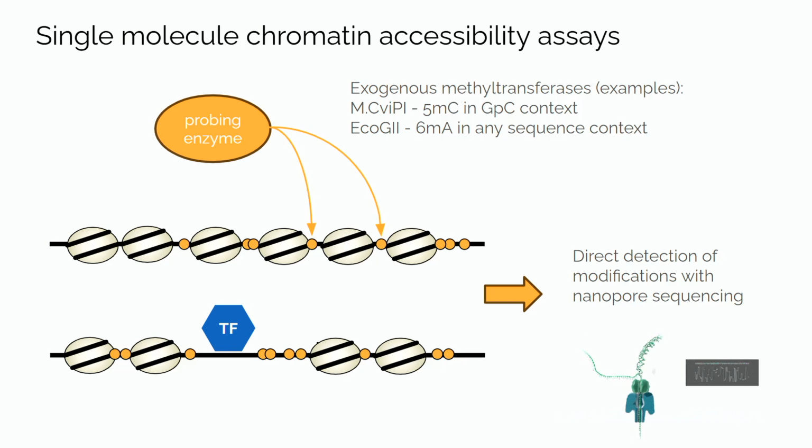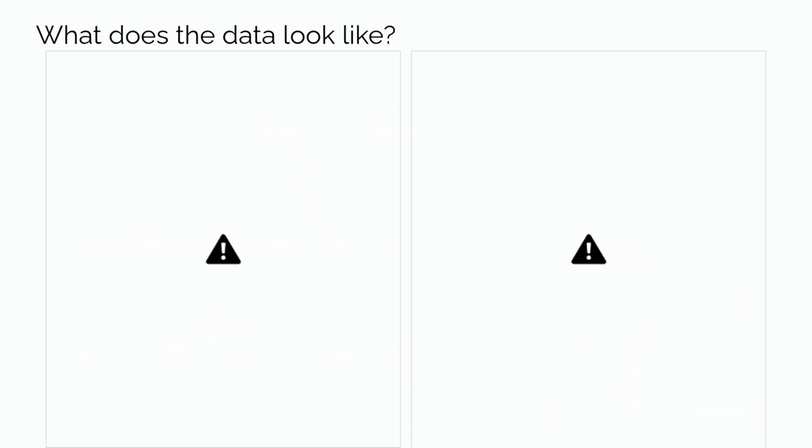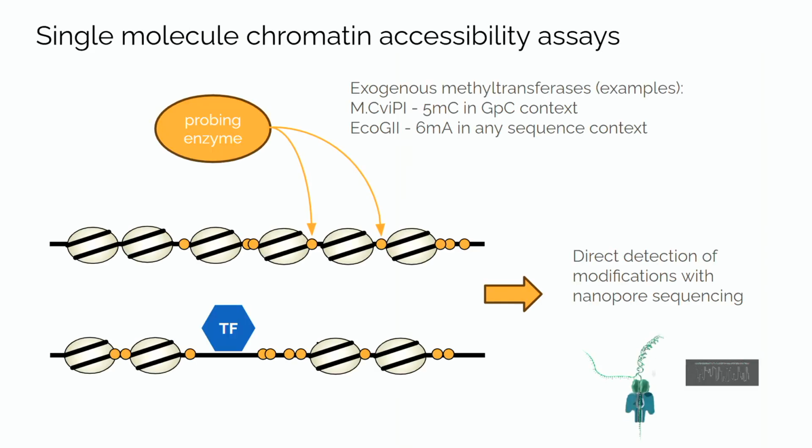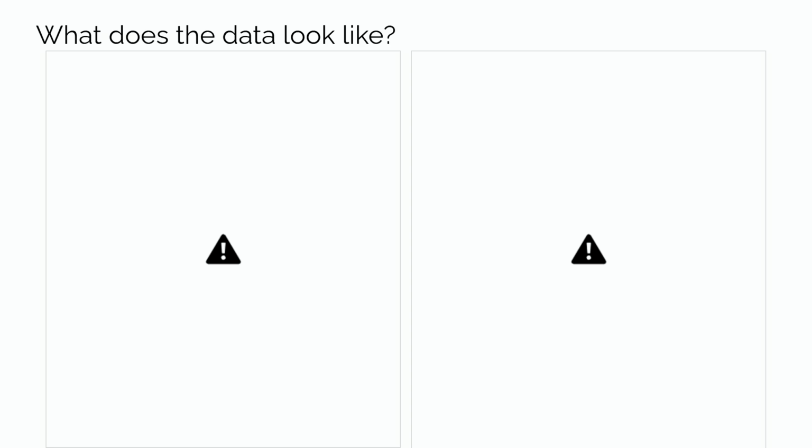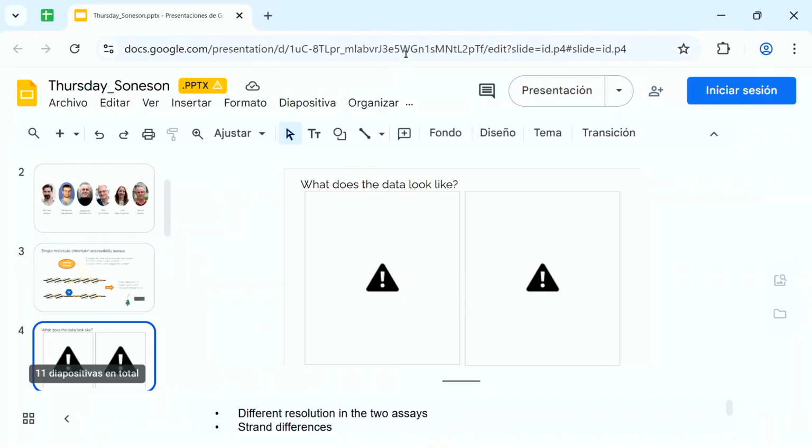And if you look at the data, whoops, that was not good. Can I go back? No. We cannot look at the data. So, in any way, what you would see here is that you would have basically two readouts, right? The accessibility and the DNA methylation.